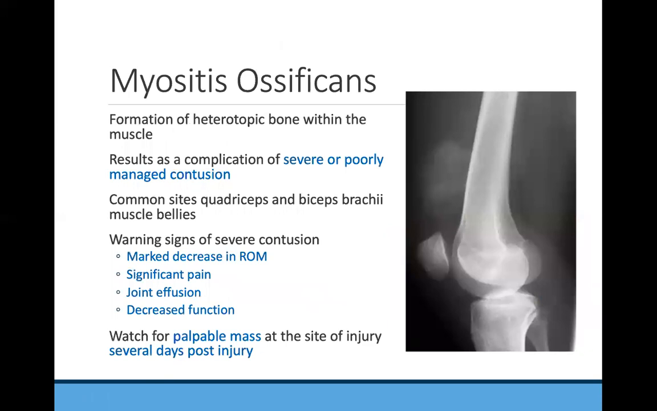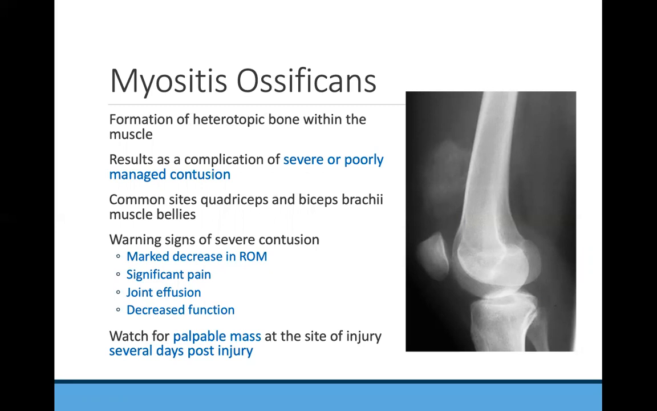Myositis ossificans occurs when we have the formation of heterotopic bone within the muscle. Oftentimes we note that this would occur as a result of a complication of a severe or poorly managed contusion. Most oftentimes we see this occur in the quad or in the biceps brachii muscle bellies. And an example of a mechanism of injury might be a kid that's playing football, and maybe they're at practice and they're playing football without their pads on, and they get hit in the thigh.